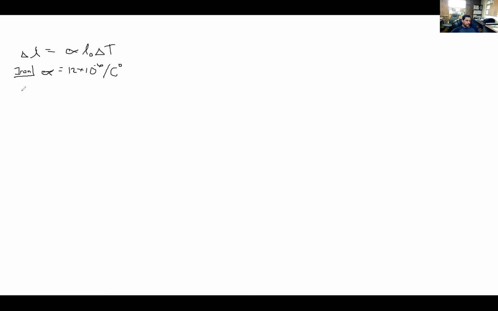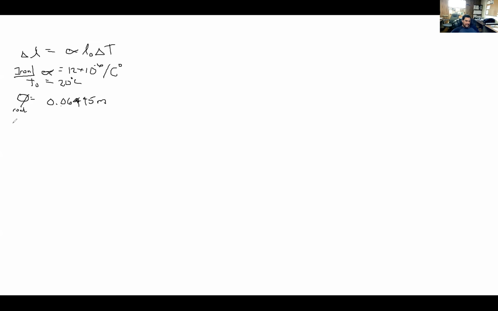We're given a diameter. Well, we're also given a starting temperature of 20 degrees C. We're given an initial diameter for the rod of .00645 meters. So that's the rod. Okay.